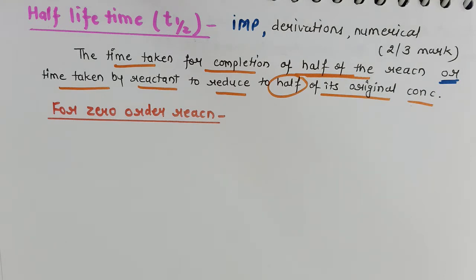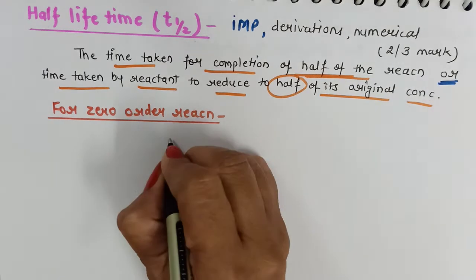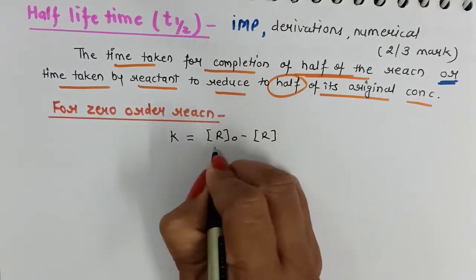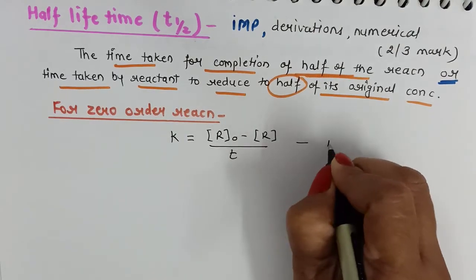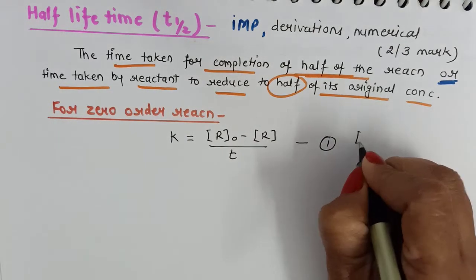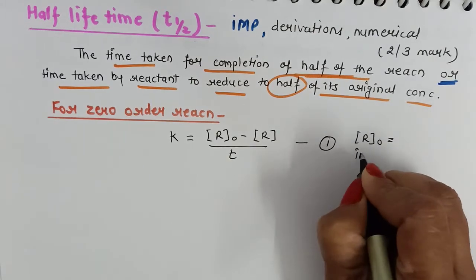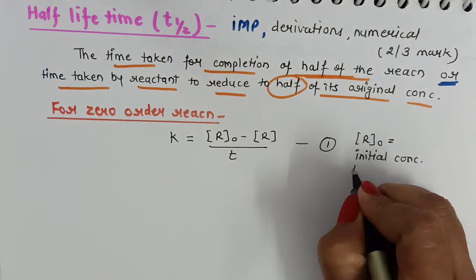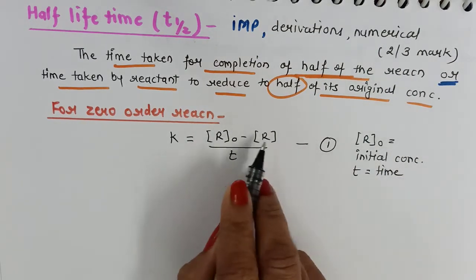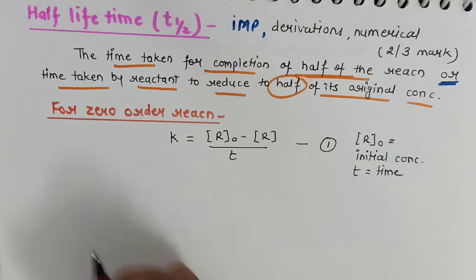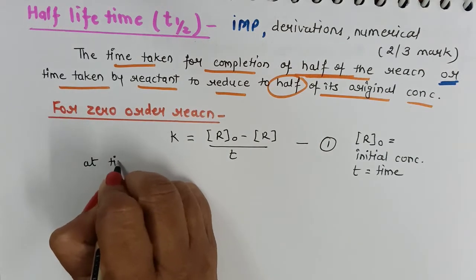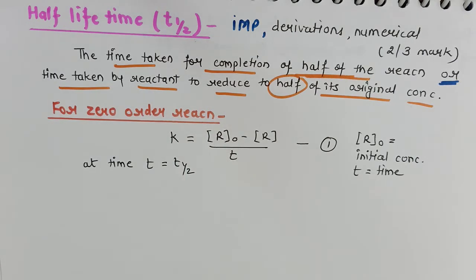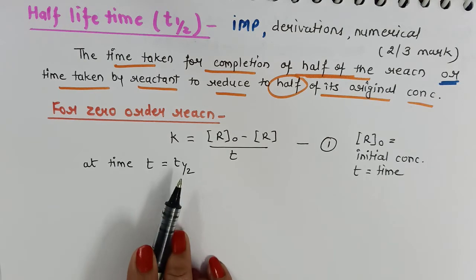What is the formula of rate constant for zero order reaction? It is K equals R0 minus R upon T. Let us consider this as equation 1. We know that R0 is the initial concentration of the reactant, T is the time, and R is the amount of reactant left. Now, since we are calculating half-life time, we will consider the time as T half.